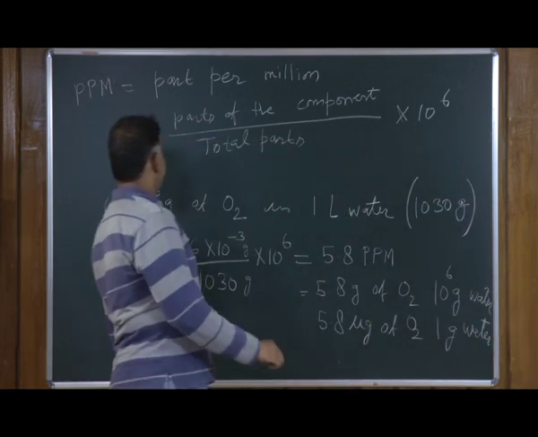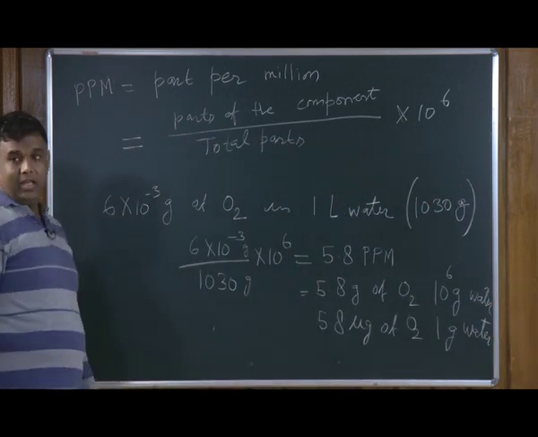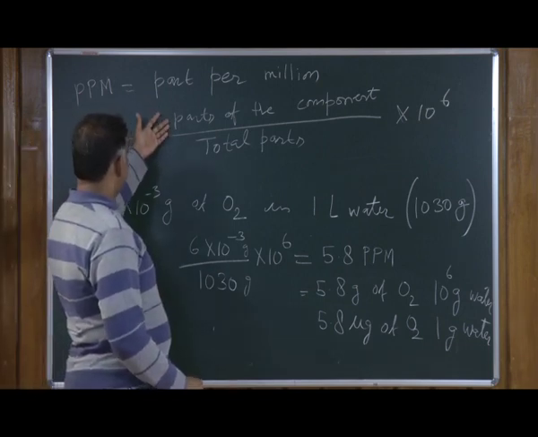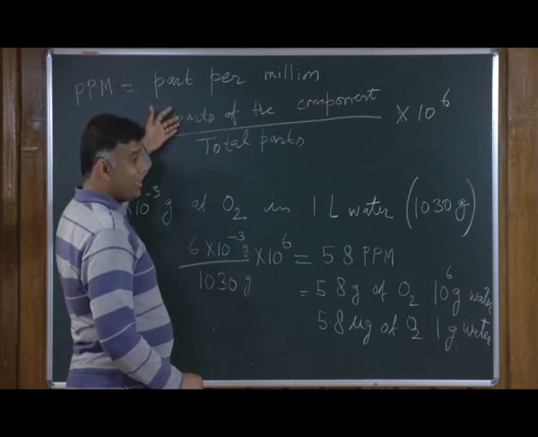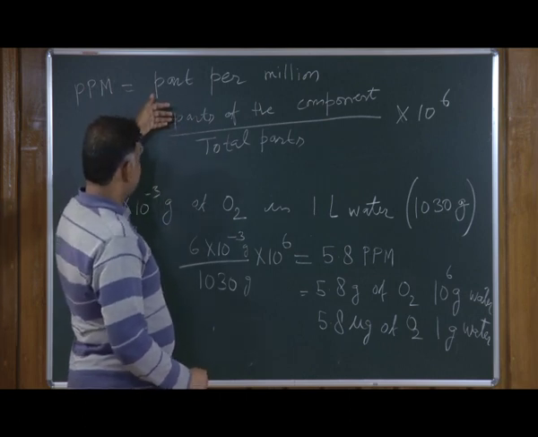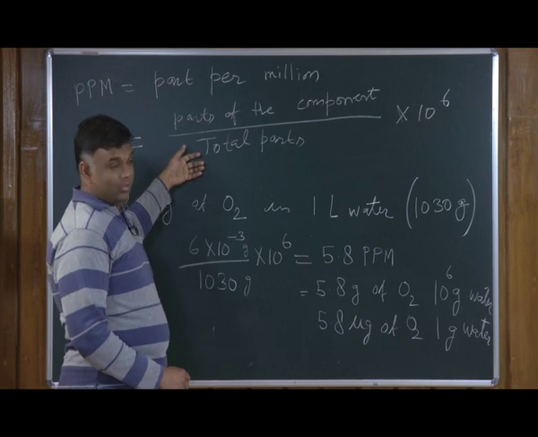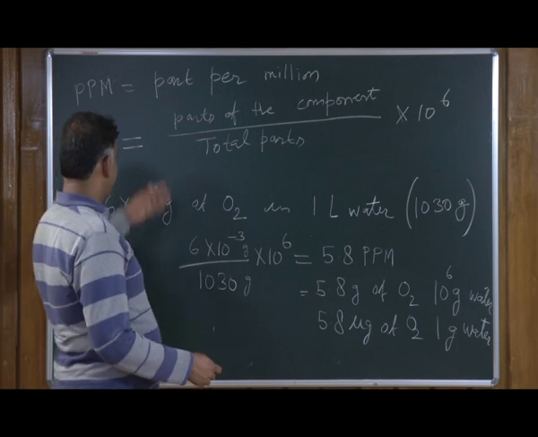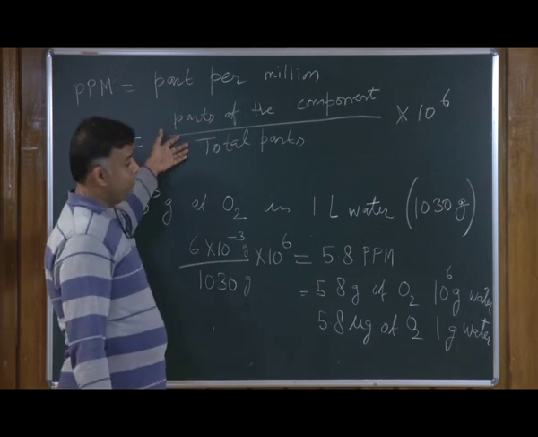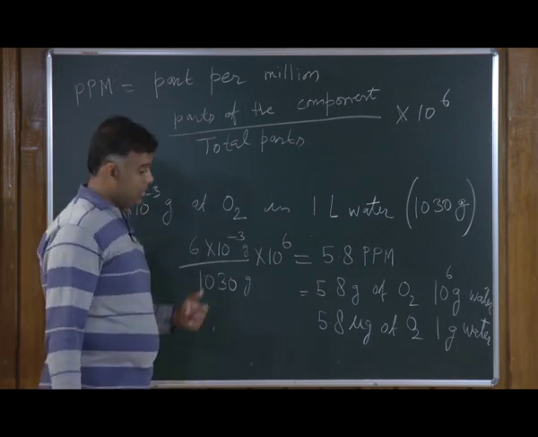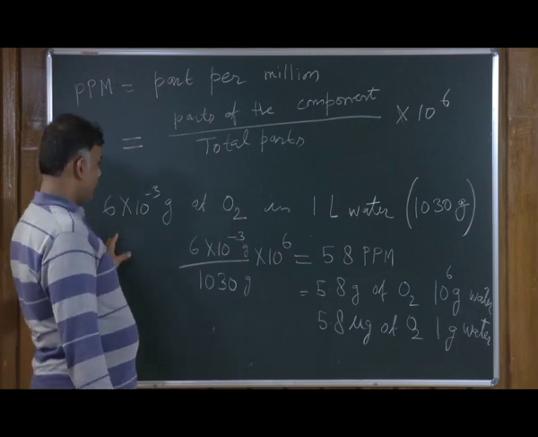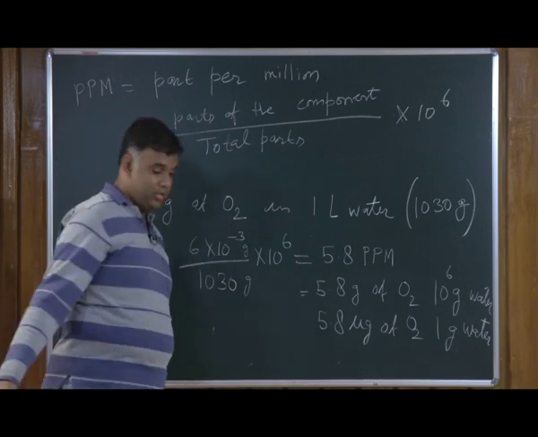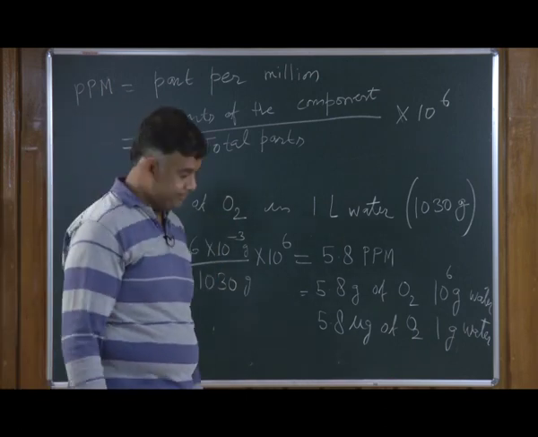These parts can be expressed as volume. So, that would be volume by volume, what volume of this component is present in a 10 power 6 liter of total volume. We can have mass by volume and we can have mass by mass. We have calculated concentration of oxygen in sea water in ppm in mass by mass concentration unit.